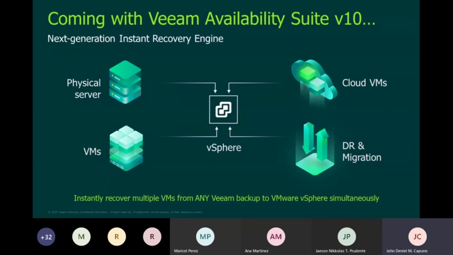So for example, the customer needs to migrate from physical to virtual. With this new update, we can help them migrate from a physical server, regardless of whether Windows, Linux, AIX, or Solaris, we can convert it into vSphere. And also from any VM backup. For example, the customer is on Hyper-V and wants to convert into VMware, we can help them using this next generation instant recovery engine.